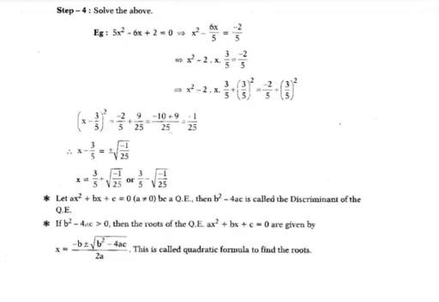x minus 3 by 5 is equal to plus or minus under root of minus 1 by 25, and x equals 3 by 5 plus under root of minus 1 by 25, or 3 by 5 minus under root of minus 1 by 25.